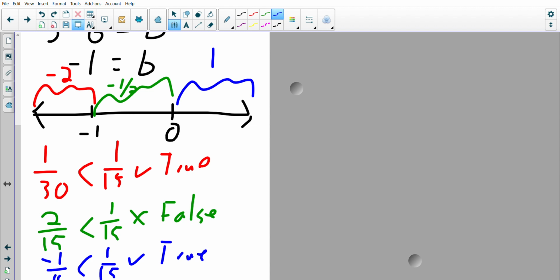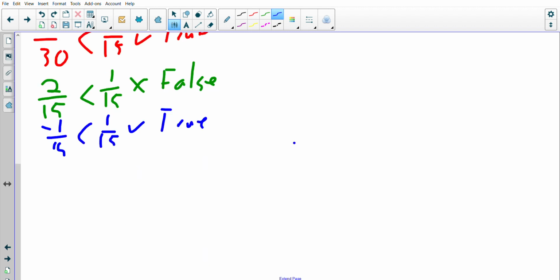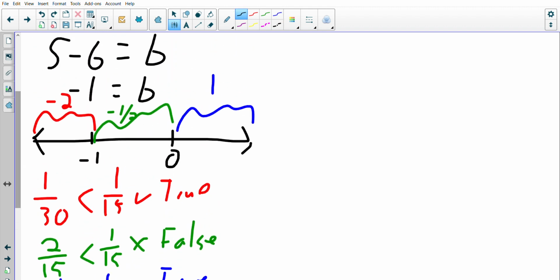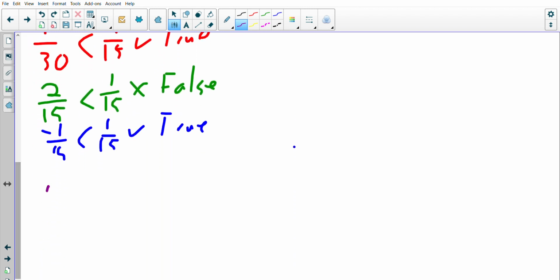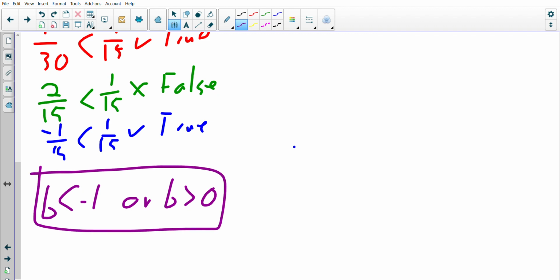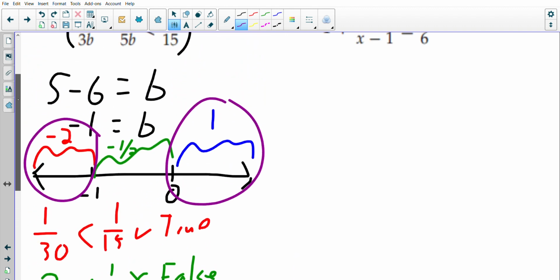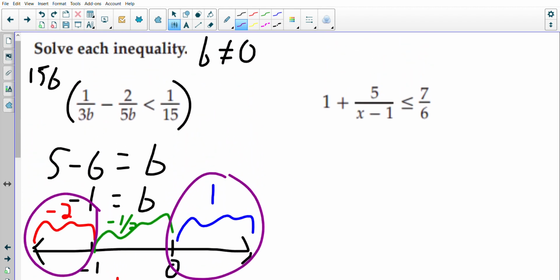So my solution for this one is on the outskirts of this. So it is less than -1 and it is greater than 0. So b must be less than -1 or b must be greater than 0. Okay, so remember, I'm just plugging those numbers into the original equation to see which one works. So the next one, same exact thing.